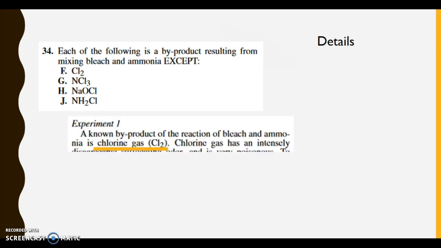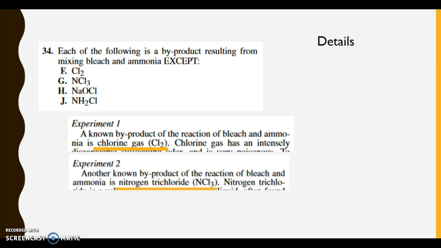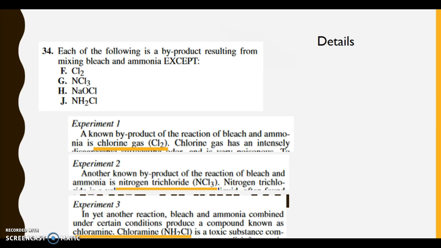So in experiment 1, it says that one of our byproducts is chlorine gas. In experiment 2, it says one of our byproducts is nitrogen trichloride. And in experiment 3, it says one of our byproducts is chloramine, which means the only one not listed is H, which is also referenced in our passage as being the formula for bleach.